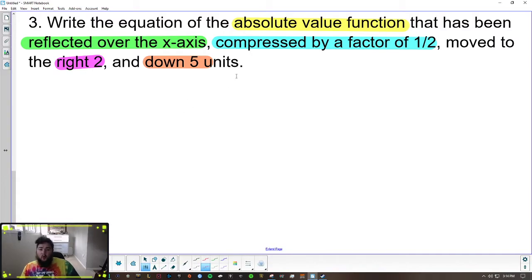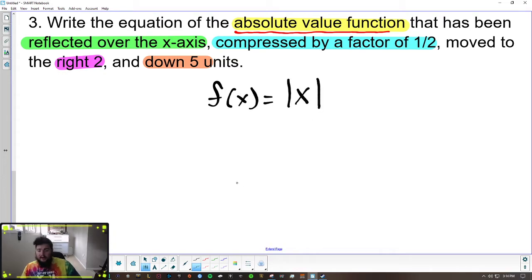To figure out where to start, we need to see what kind of function we're dealing with. So we're dealing with an absolute value. So I know I'm going to start with f of x equals the absolute value of x because that's the parent function. So let's figure out, do I have an a value? Do I have an h value? And do I have a k value I need to introduce into our function?